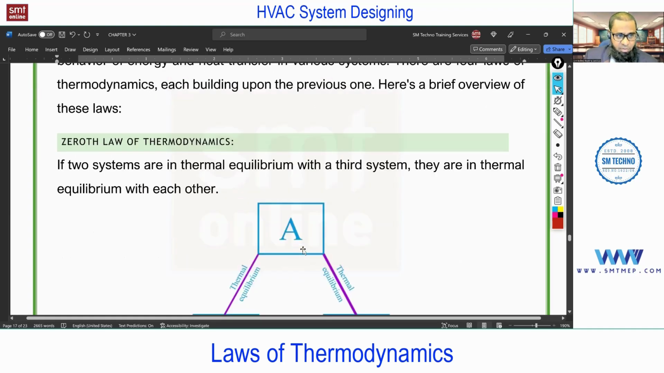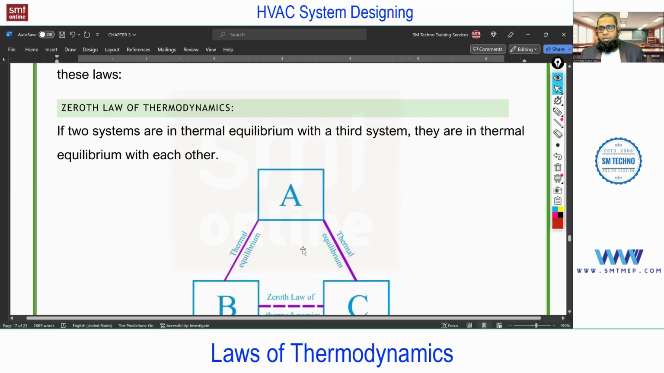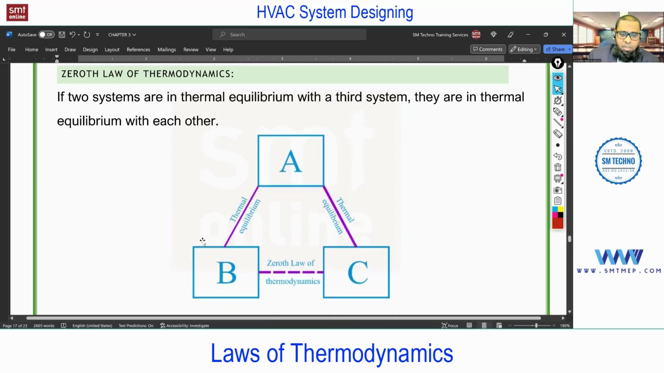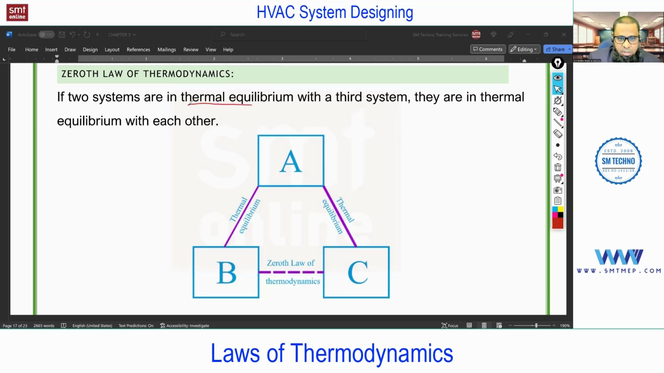In that, first we have the zeroth law of thermodynamics. The zeroth law is very simple. As per the zeroth law, if two systems attain thermal equilibrium with a third system, it means all the systems will attain thermal equilibrium with each other. So what is thermal equilibrium? Balance state with respect to temperature, right? That is thermal equilibrium. This term we can use in HVAC.